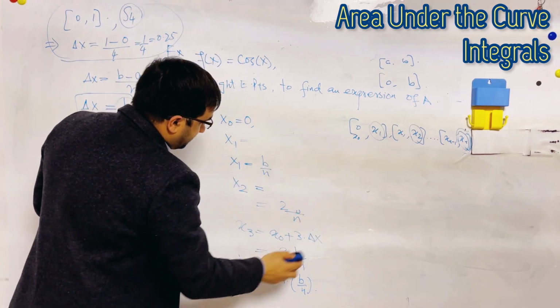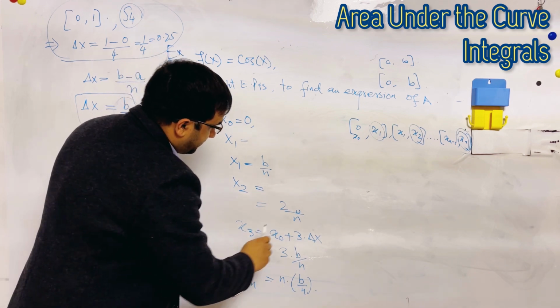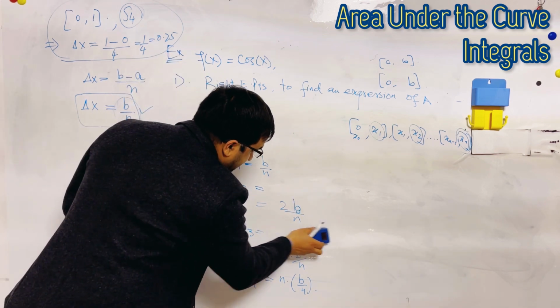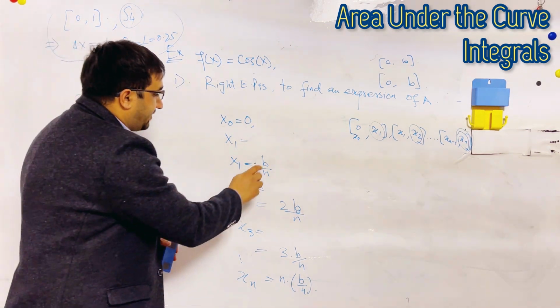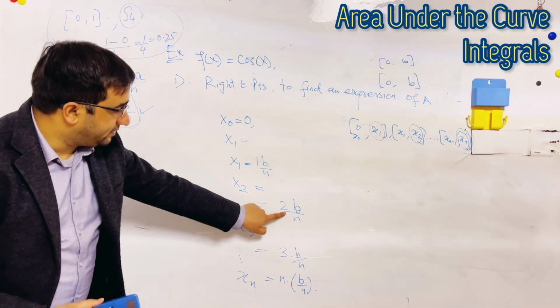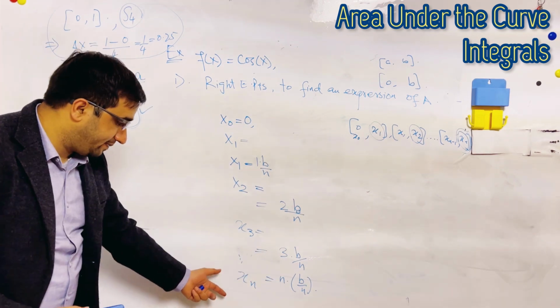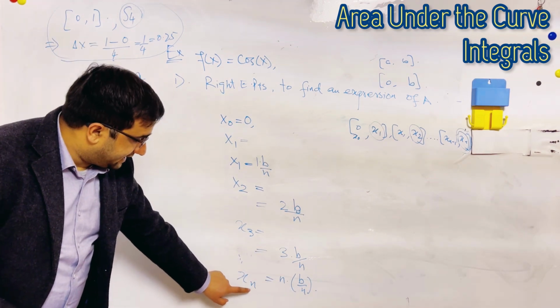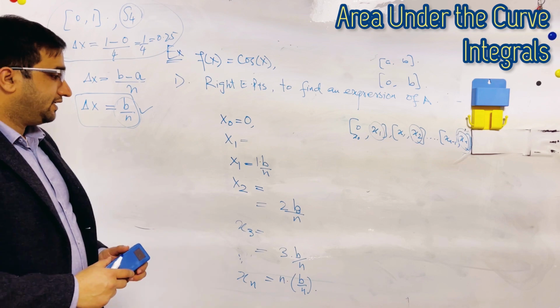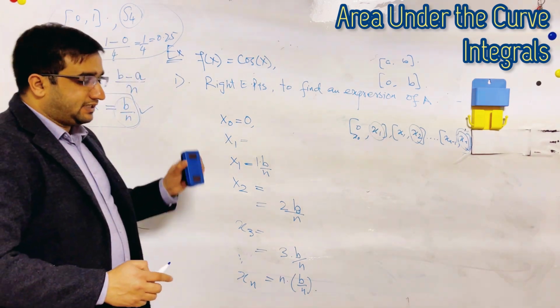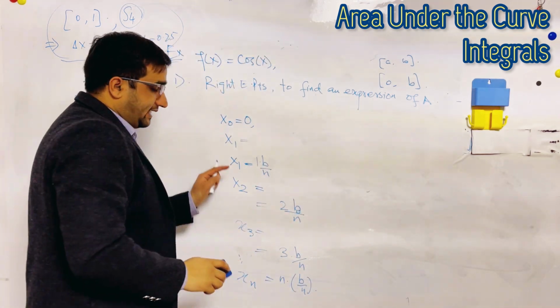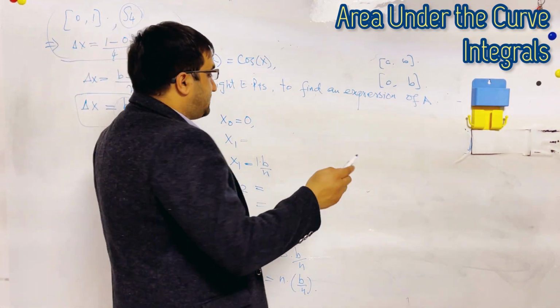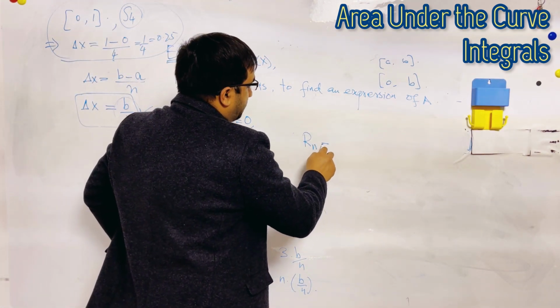Now look at the pattern. 2b divided by n, then 3b divided by n. So when it is x1, it is 1b divided by n. x2, 2b divided by n. x3, 3b divided by n. So it means wherever you will go, that number will come here. So I needed these points in the formula. That's why I have to calculate them first. Now I got these points. Now I can simply plug them into my formula.